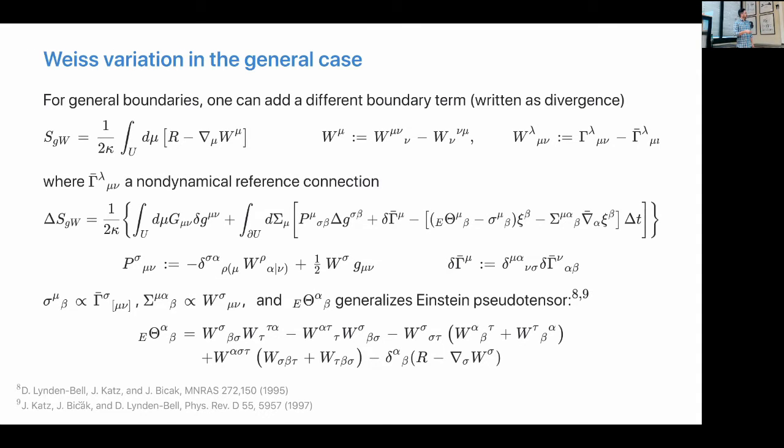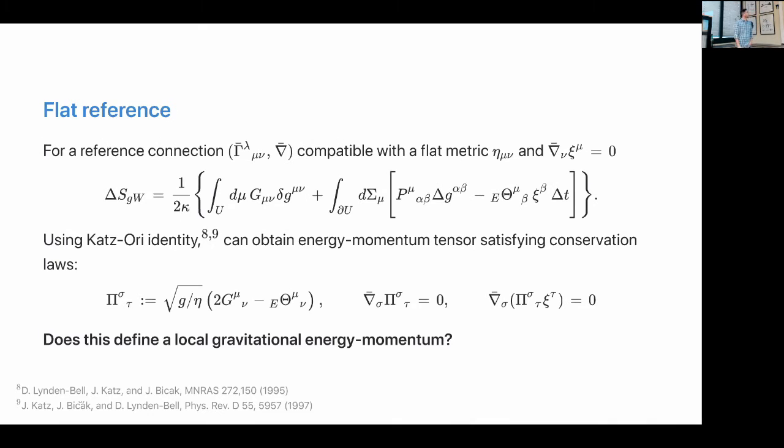So yeah, when I did this derivation, I was quite excited, and then after digging, I found out that Lindeen, Dull, Katz, and Bichuk had done this back in 1995. Though they didn't do it with the Weiss variation, they obtained it in a different way. But the Weiss variation provides you with a really nice way of getting to that result.